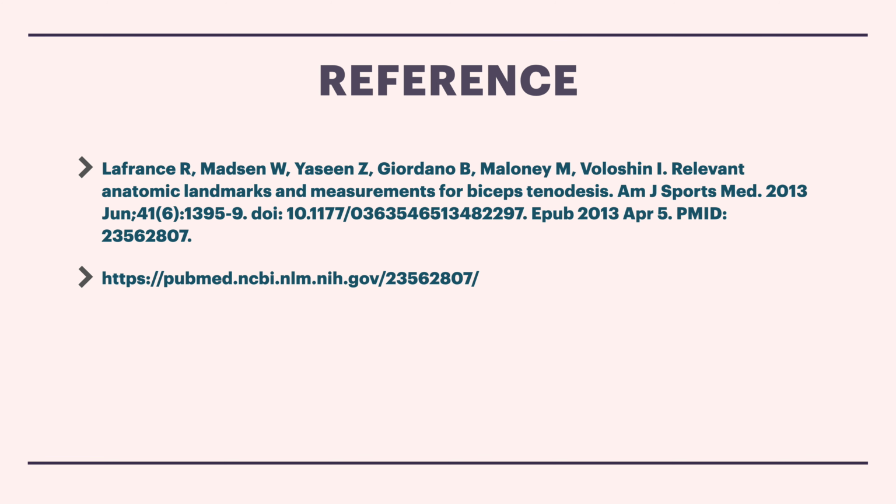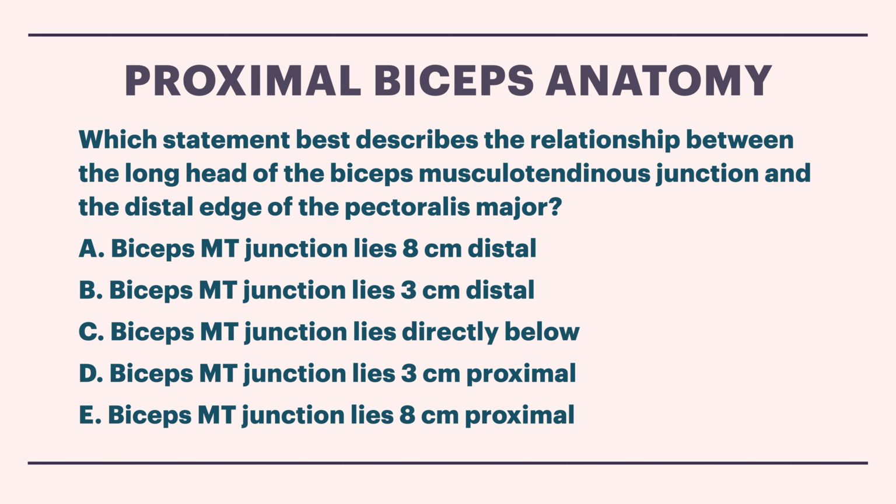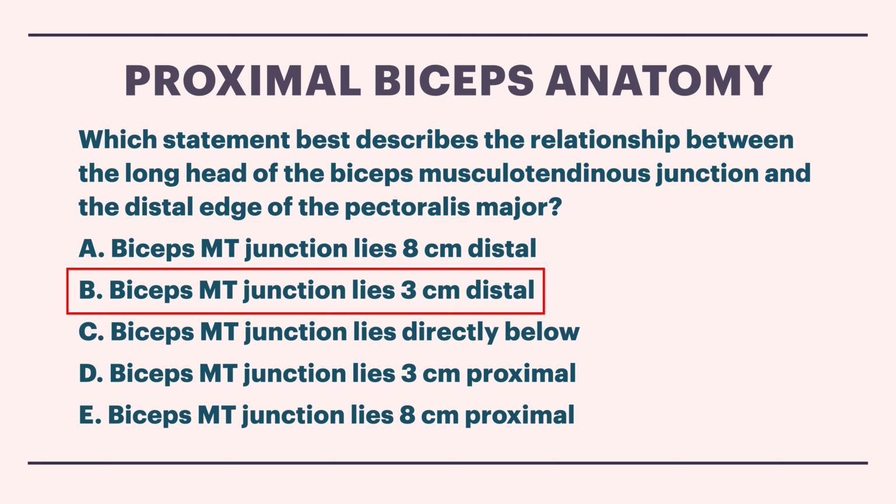Here is the reference, and I think it's a good read. And the answer to the question is B. The biceps musculotendinous junction lies about 3 centimeters distal to the distal edge of the pectoralis major.